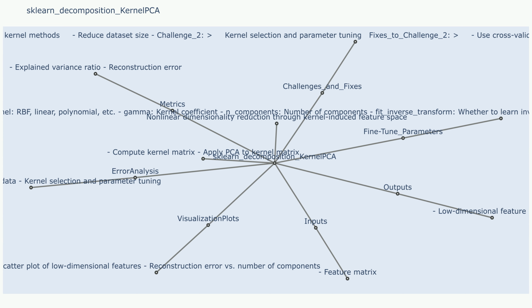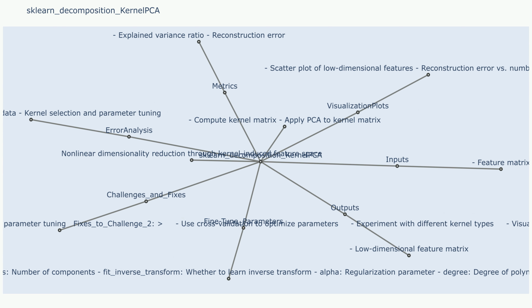Uncertainty methods: confidence intervals based on the variance explained by each component. Confidence intervals can be computed to quantify the uncertainty in the estimated principal components.